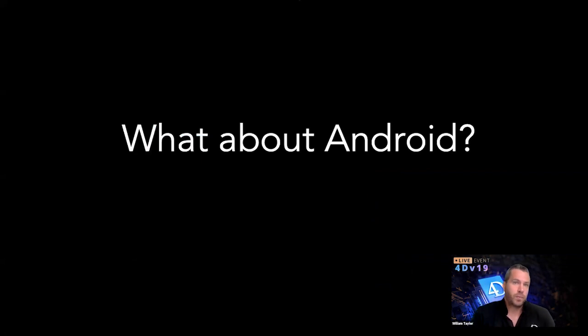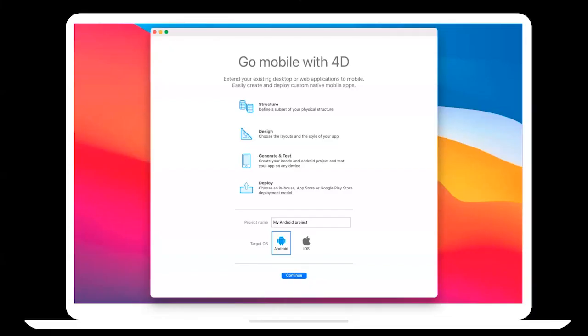So we have 4D for iOS. What about Android? With v19 beta, we offered you a preview of 4D for Android. The same mobile project can now generate both native iOS and native Android apps. We paid attention to provide very similar user experiences on both platforms while still caring for their individual standards. 4D for Android is offered as a preview in v19 beta only, and we expect to start releasing it in the v19 R2 release.